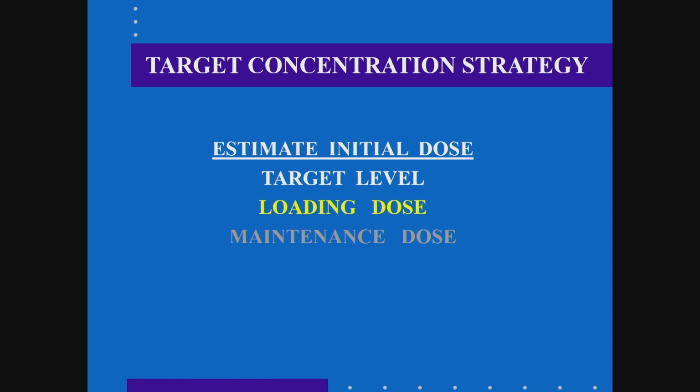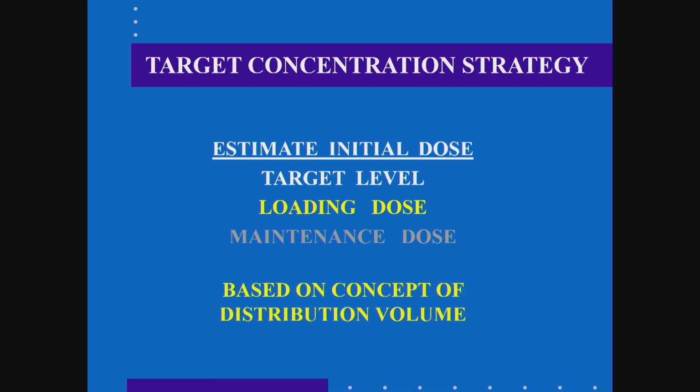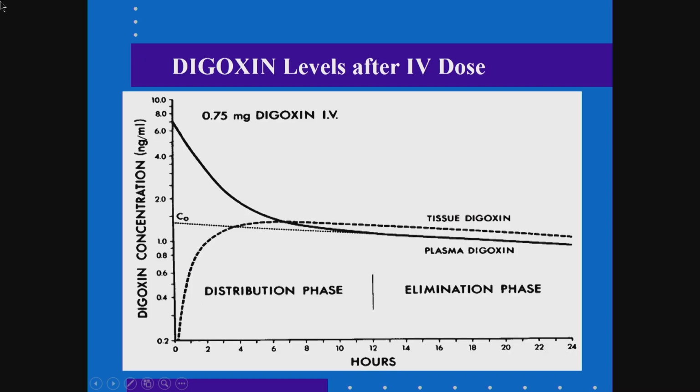And then in the case of drugs that require a loading dose, and that was the practice actually with digoxin, we need to estimate the loading dose based on the concept of distribution volume. Distribution volume, or apparent volume of distribution, a primary pharmacokinetic parameter. So let us use the example of digoxin once again.